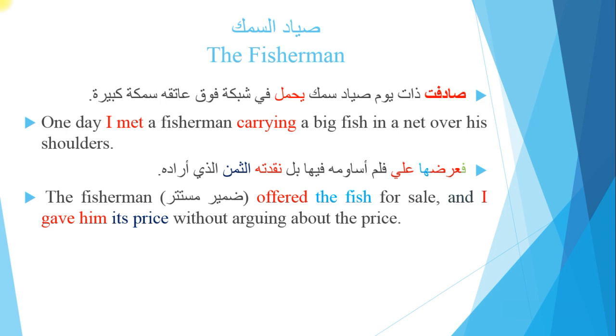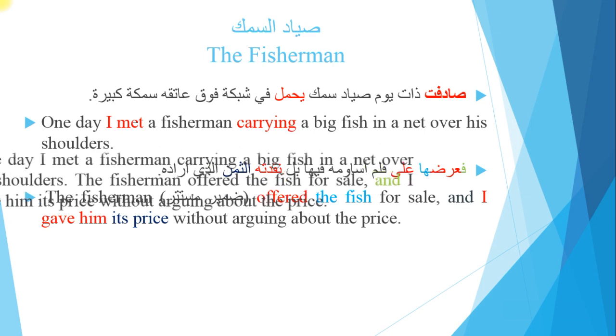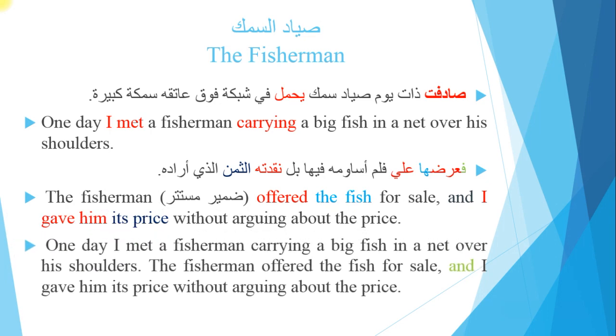I am the narrator, who said صادفت ذات يوم, and I gave him its price without arguing about the price. The sentence is now: One day I met a fisherman carrying a big fish in a net over his shoulders. The fisherman offered the fish for sale, and I... now notice "and," that the connection between the two sentences is so important... and I gave him its price without arguing about the price.